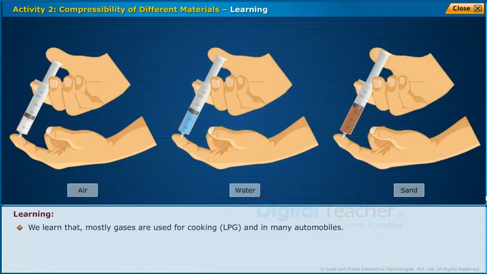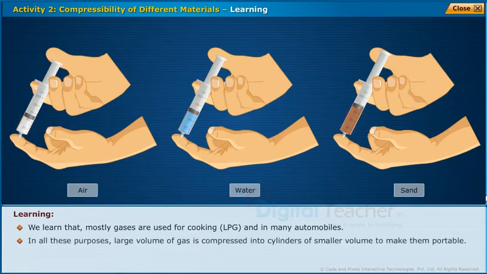We learn that mostly gases are used for cooking, LPG, and in many automobiles. In all these purposes, large volume of gas is compressed into cylinders of small volume to make them portable.